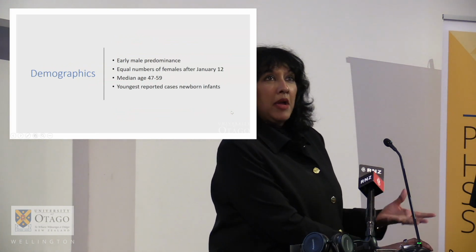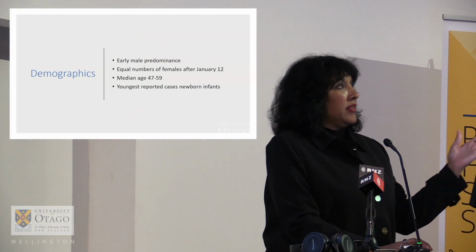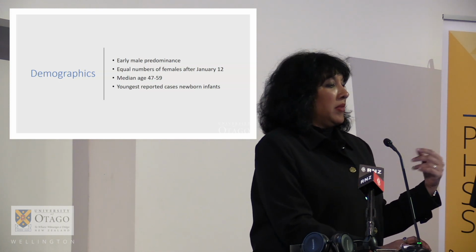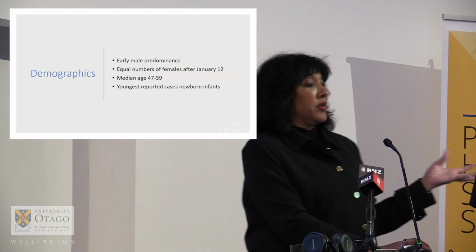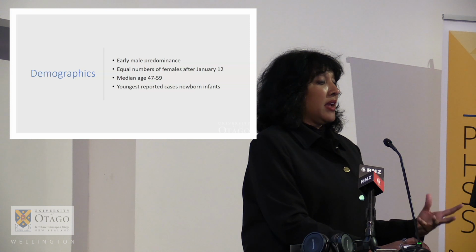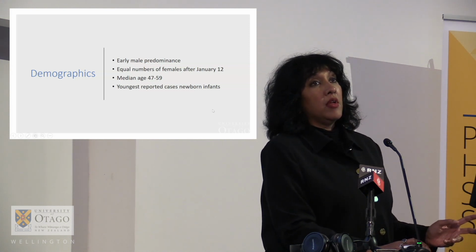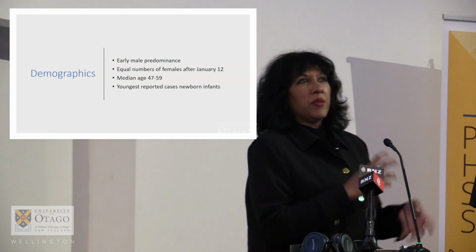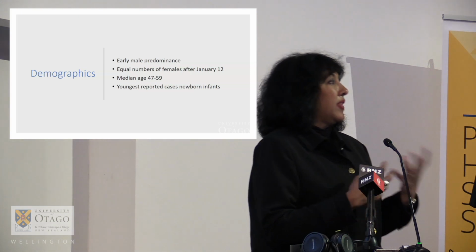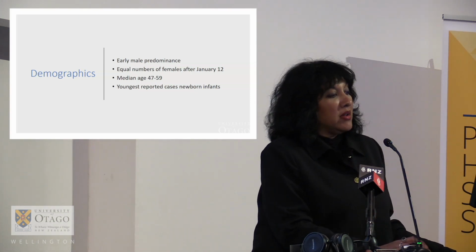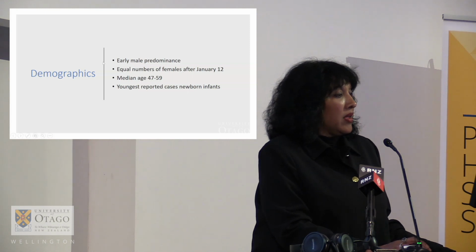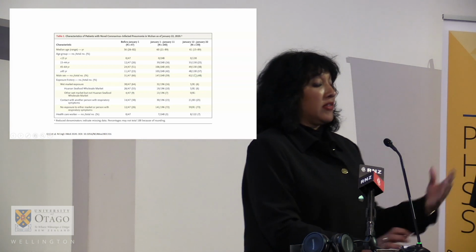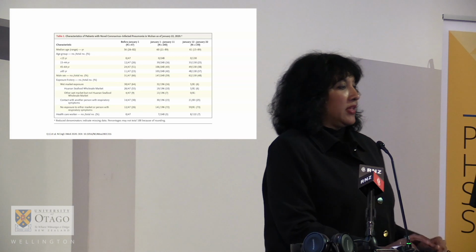So early on there seemed to be a male predominance in the cases, but as the epidemic went on, that difference disappeared and it seemed to be equally in females. Median age, depending on which publication you read, is 47 to 59 years. The youngest case reports have been in newborn infants, one who was documented as infected 30 days after birth. So whether or not it was truly vertical transmission or whether they got infected in the birth process from the mother, they don't know. This is that study I mentioned, the one that looked at the transmission dynamics, from which I think they made the best estimate of the R0.